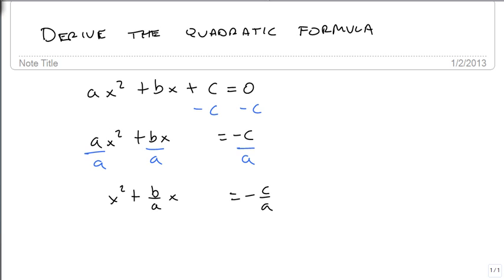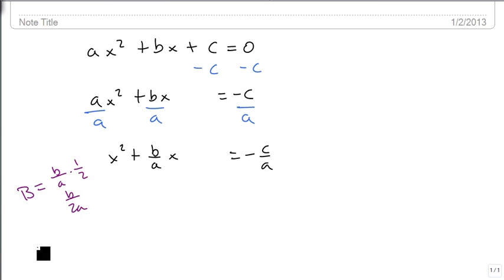So now we know that big B is equal to this little b over a times 1/2, or b over 2a, which when we square, b squared then is b squared over 4a squared. So we're going to add b squared over 4a squared to both sides. Now on the left, we know this factors.